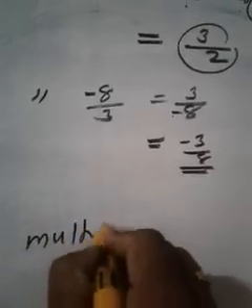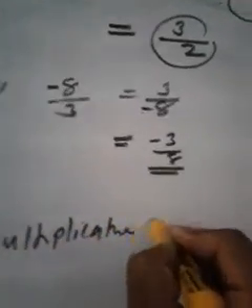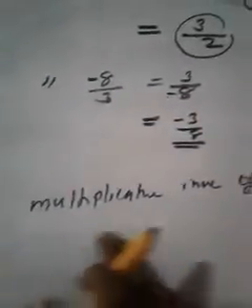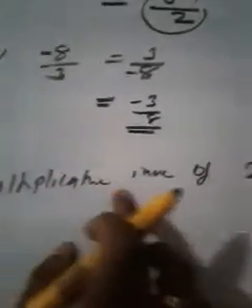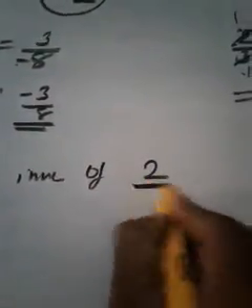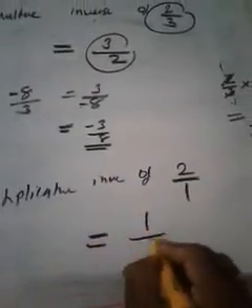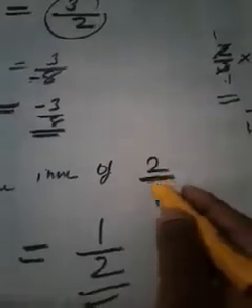What is the multiplicative inverse of 2? I am going to rewrite the question as the multiplicative inverse of 2. Instead of 2, I am going to write 2 by 1. Can you express 2 as 2 by 1? Of course, any number you can give the denominator 1. Now we just calculate the multiplicative inverse of 2 by 1. What is the result? 1 by 2. Why did I give the denominator as 1?